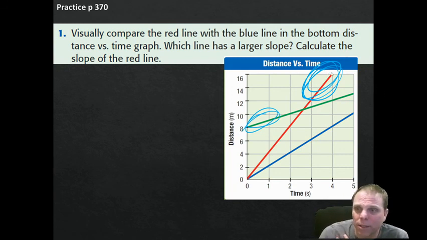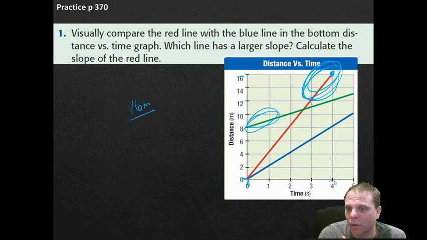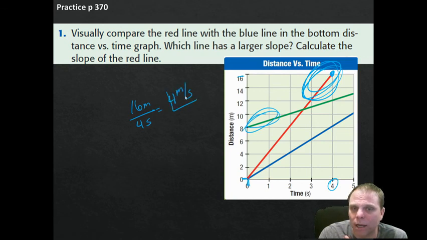How could we calculate the slope of the red line? Well, let's just take points where they intersect. It intersects right here at 16. And so what's the total change? It goes from 0 to 16. So we have a 16 meter distance, right? And then what's this time? It goes from 0, and this is 4. And so it does that in 4 seconds. So it means that we're traveling at 4 meters per second, right?